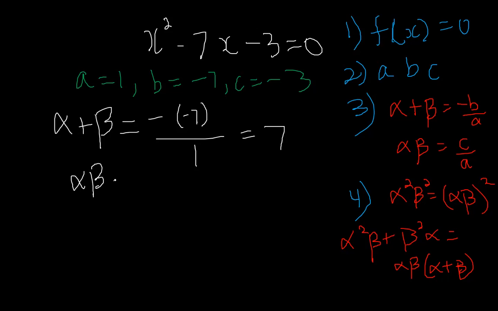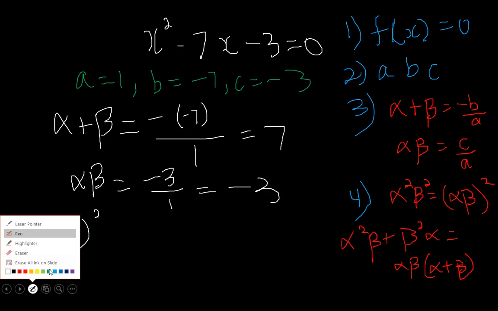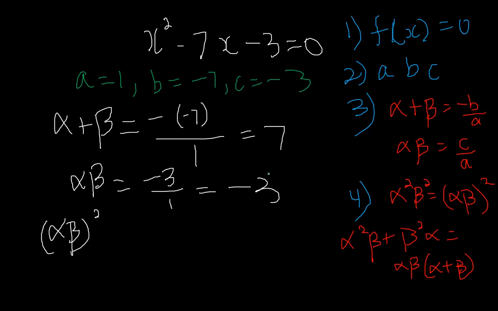Alpha beta is C over A. We know C is minus 3, and we know A is 1. Minus 3 divided by 1 is minus 3. We want you to find alpha squared beta squared, and we know alpha squared beta squared is the same as alpha beta squared. We already worked out in the third step that alpha beta is minus 3. Minus 3 squared is 9.